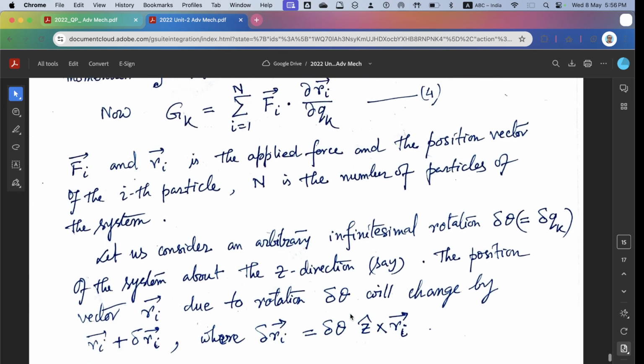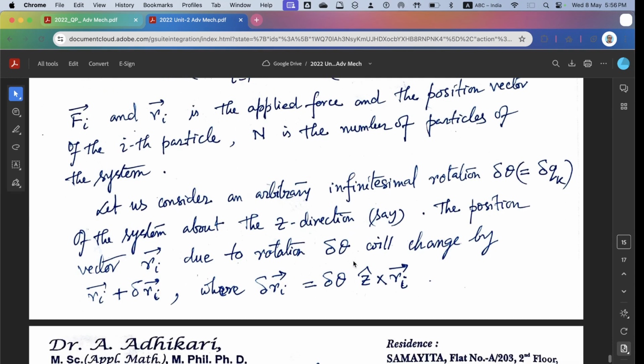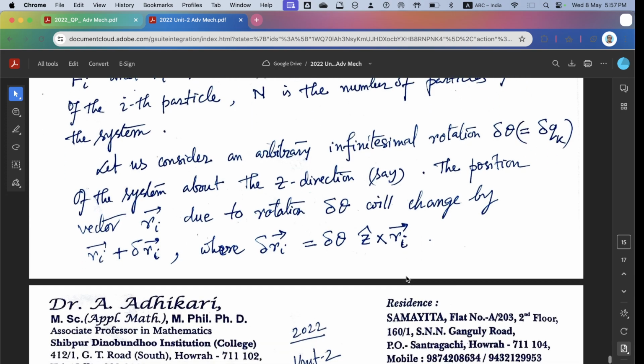Let us consider an arbitrary infinitesimal rotation delta theta. Actually theta represents this qk, delta theta of the system about the z-axis, the axis of rotation. Say the position vector ri vector due to the rotation delta theta will change to ri vector plus delta ri, where delta ri vector equal to delta theta z cap cross ri vector, z cap being the unit vector along the z-axis.